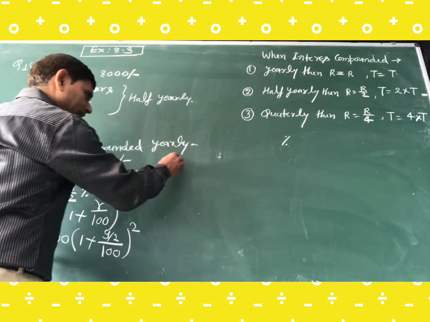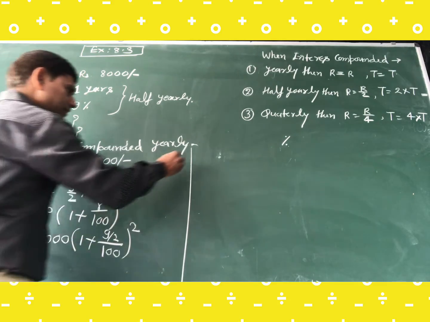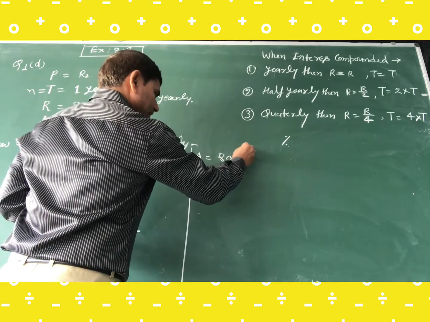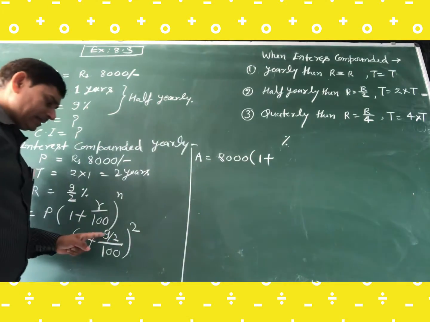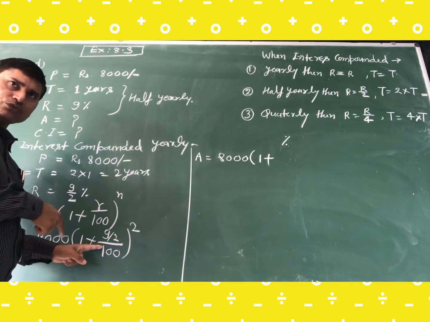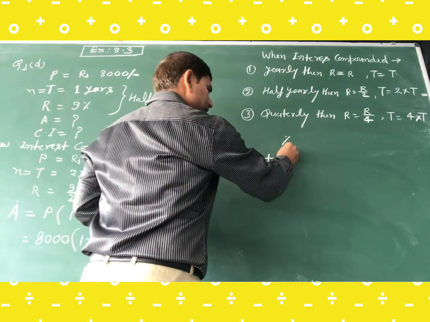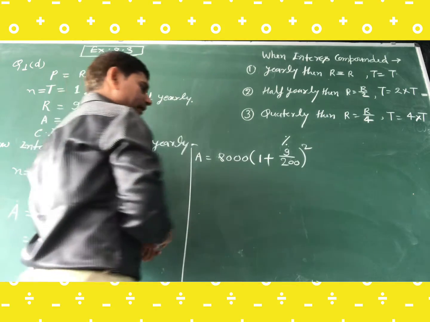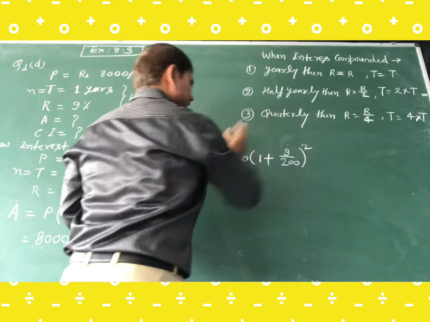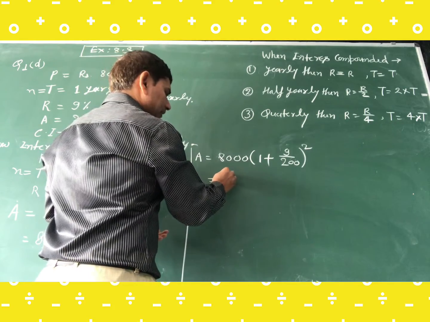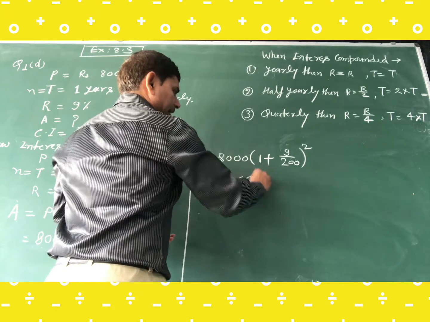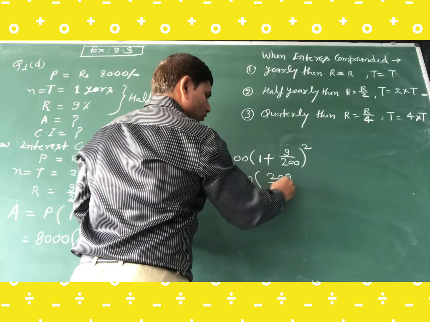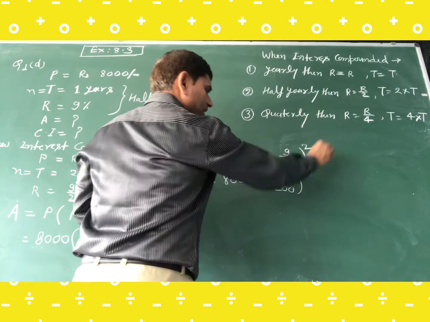Now you can write A equal to P, that is 8000, and 1 plus 9 by 2 divided by 100. This 2 just comes into the denominator, so you will get 9 by 200, whole raised to the power of 2. After that, you can write this as 8000 into 209 upon 200, whole raised to the power of 2.